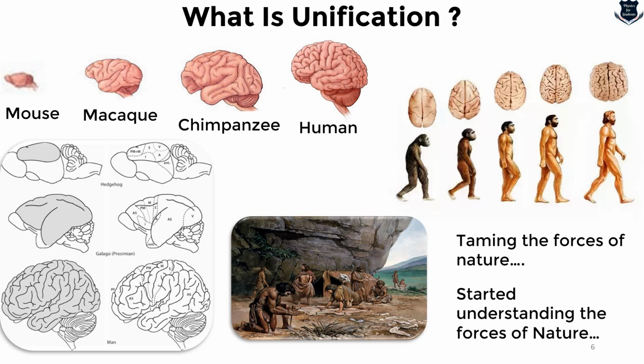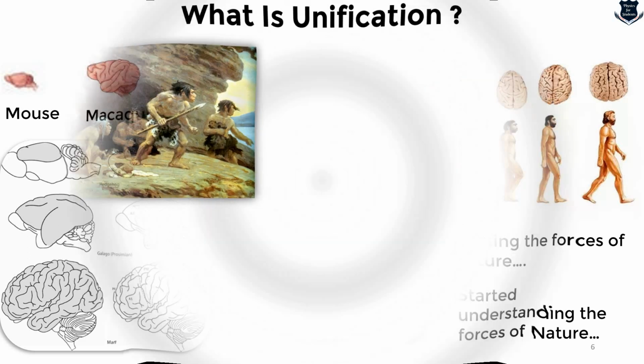And what we now try to understand is what is called the forces of nature. Now we saw that human evolution took place in terms of body, then in terms of mind. And when the evolution of mind took place, we started to think. And this thinking process actually led us to understand the forces of nature, and we started taming the forces of nature, that is, creation of shelters, etc.